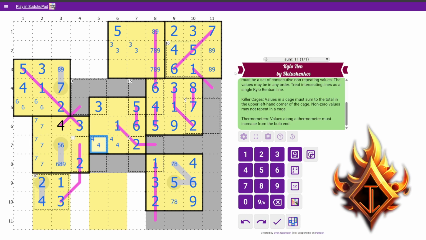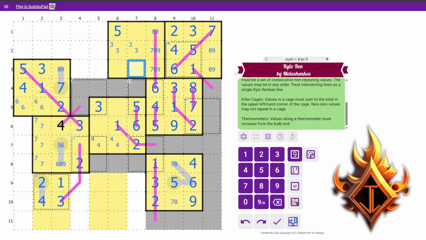If this is 1, that's 8. Well, it's not 4, is it? Oh, no, it could be 4 if that was 5. Dang. Alright. Getting there, though.